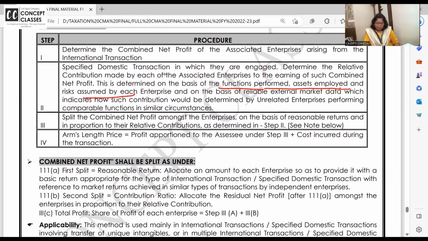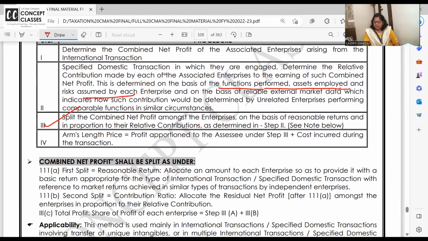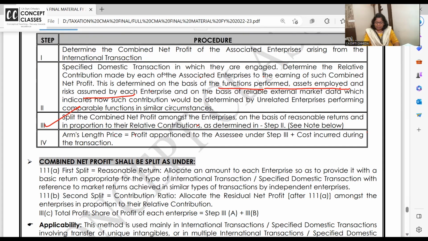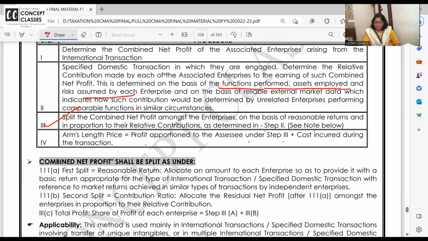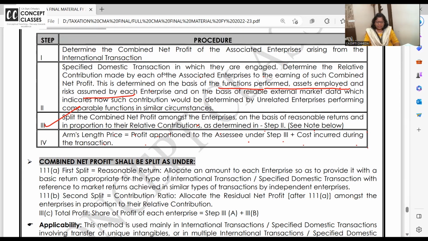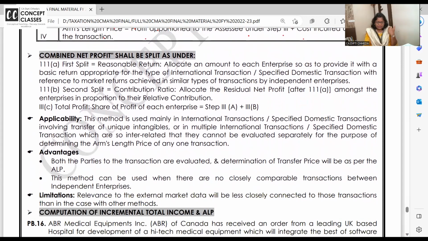Now split the combined, this step is important. Split the combined net profit on the basis of reasonable return and in proportion to their reasonable contribution as determined in step 2. Arm's length price is the profit apportioned to the AE under step 3 plus the cost incurred during the transaction. पहले तो प्रॉफिट को स्प्लिट कर लो ये स्टैंडर्ड बेसिस से, और वो स्प्लिट प्रॉफिट में अपना कॉस्ट ऐड कर दो, हो गया, राइट?